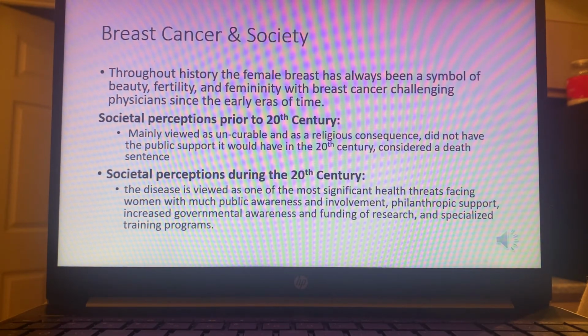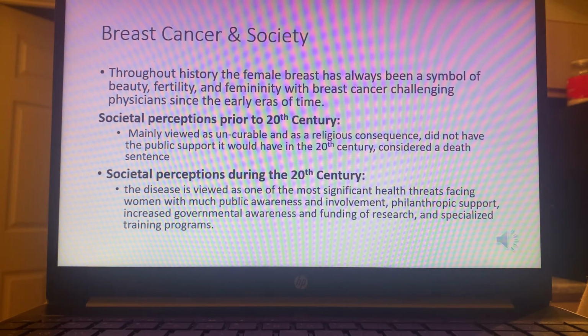The societal perceptions of breast cancer during the 20th century drastically changed in that the disease was viewed to be as one of the most significant health threats facing women, with much public awareness and involvement, philanthropic support, and increased governmental awareness and funding of research.